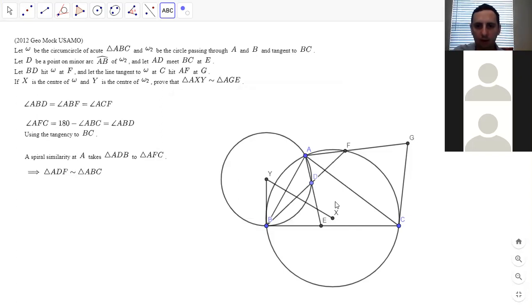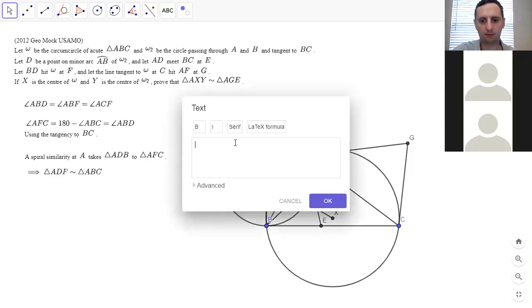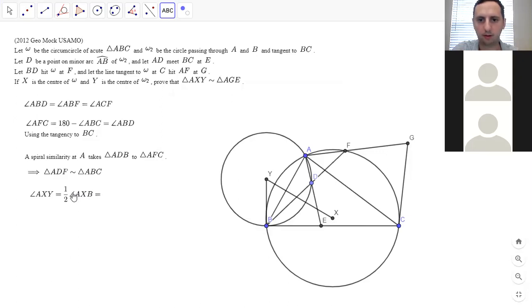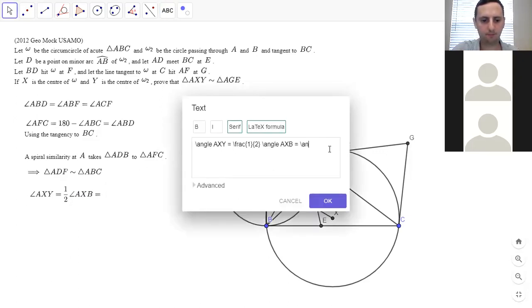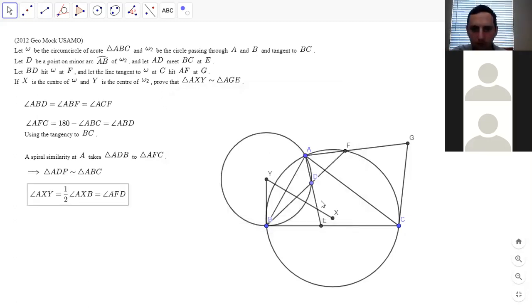And then AYX is also similar to ADF. That's obvious by an angle chase, because angle AXY is half of angle AXB, and that's angle AFD. And then we need one more angle, right? So angle YAX, that's probably the easiest one.